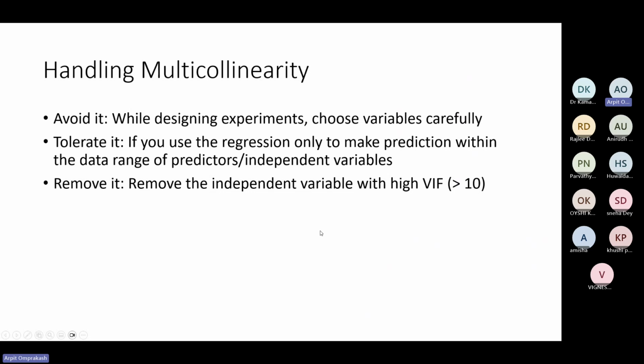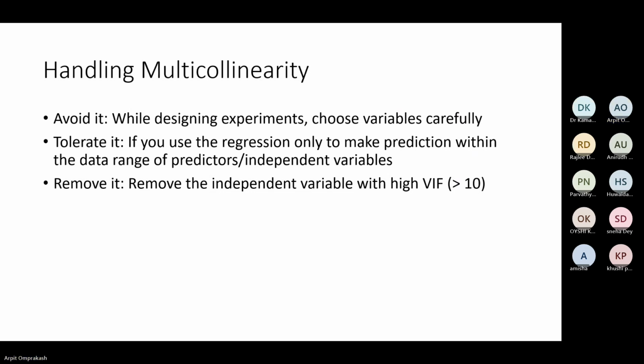So how do we handle multicollinearity in the real world? The first thing would be to design experiments such that you are choosing variables that are most likely not related or not linearly dependent on each other. That's the best thing to do. In case you are not able to avoid it and you need a lot of variables to build your model, if you are just using your model to make predictions within the range of the data that you have of X and Y, then it is okay to still use the model.